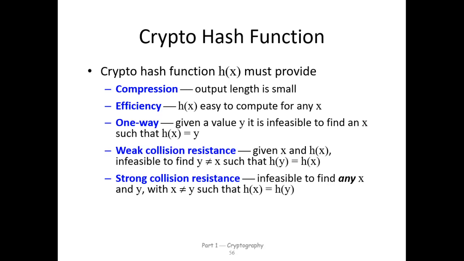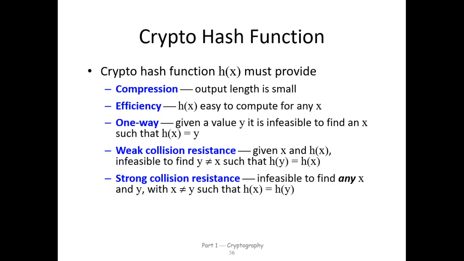And as per my last discussion, a hash function is always one way. One way in the sense that, given a value y, it is infeasible to find an x such that h of x equals y. If h of x is equal to y, then with those two values, the reverse operation is highly infeasible, finding the value of x. That is what we call a one-way hash function.